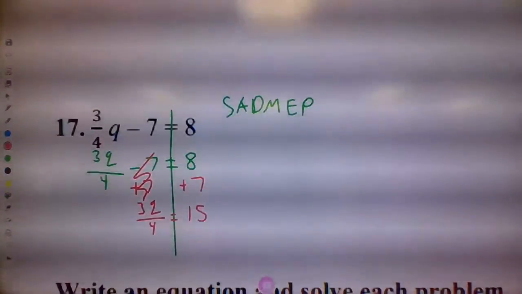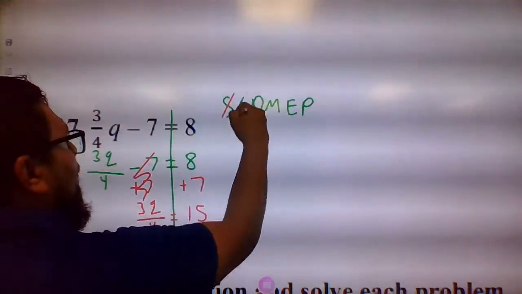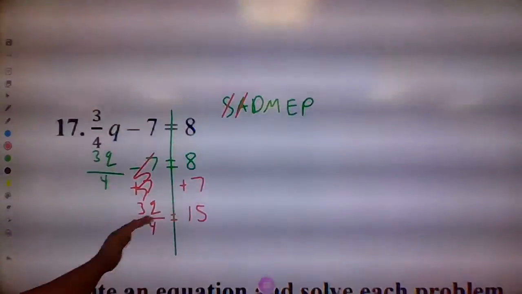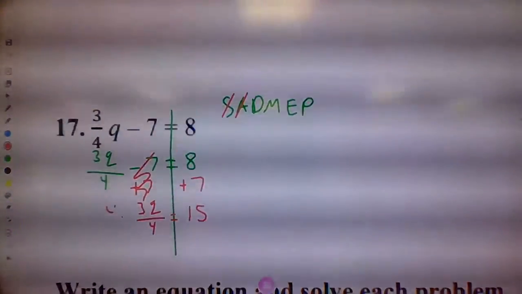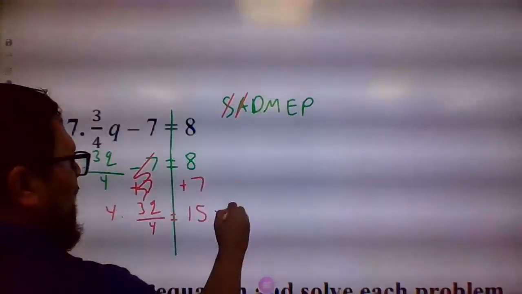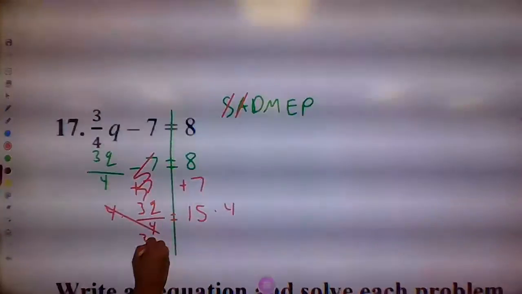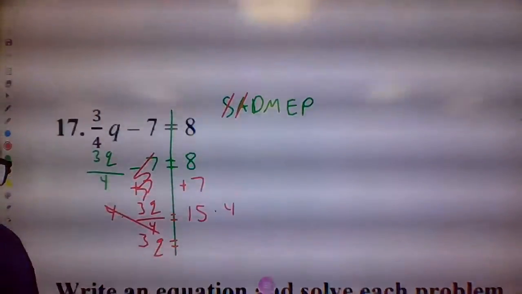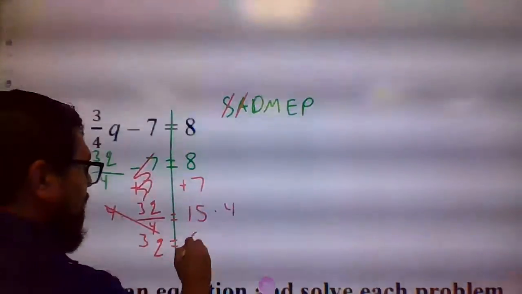Okay? Now, so we went ahead and added, subtracted, or added. Now we've got to divide or multiply. So in this case, since it's a division problem, we're going to go ahead and multiply times 4. Multiply times 4. So you get rid of this guy. So now we're left with 3q equals, and then what's 15 times 4? 15 times 4 is 60.